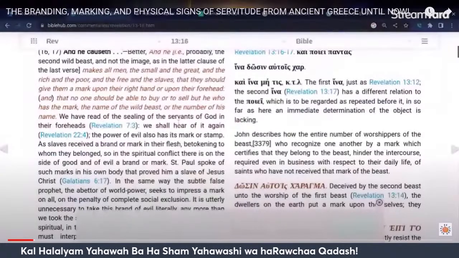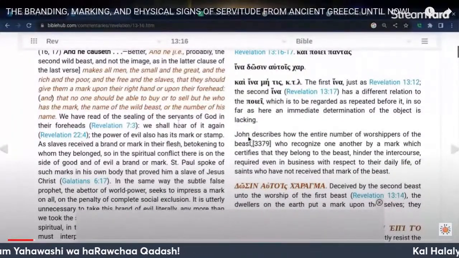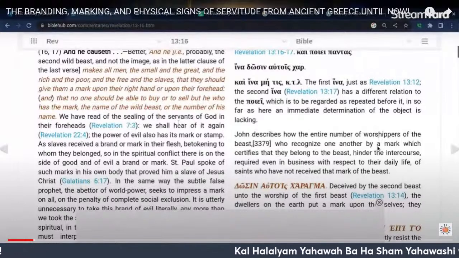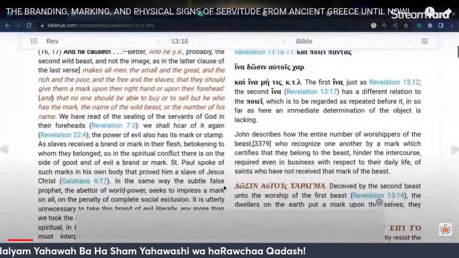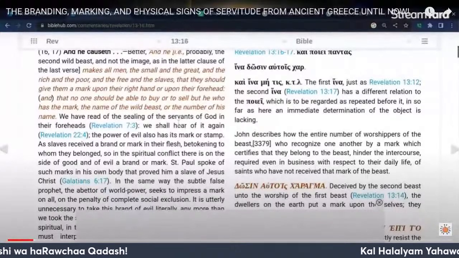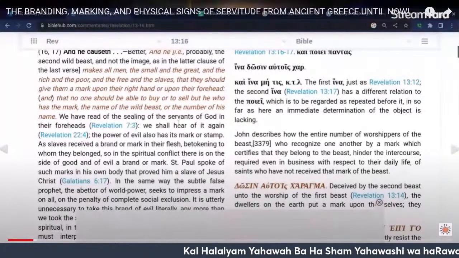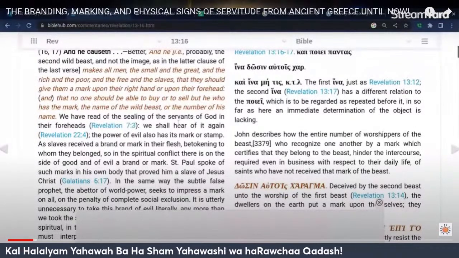So it says over here on this right side, about the charagma, John describes how the entire number of worshippers of the beast, who recognize one another by a mark which certifies that they belong to the beast, hinder the intercourse required even in business with respect to the daily life of saints who have not received that mark of the beast. So the idea is that these people will be hindered in their daily lives. How? Because you won't be able to buy or sell without it.